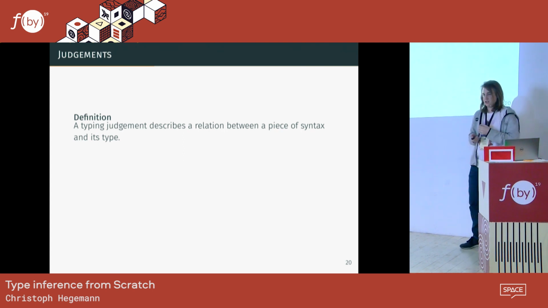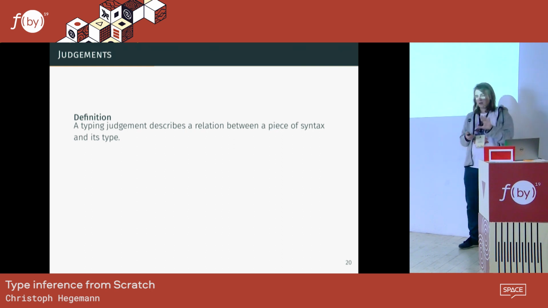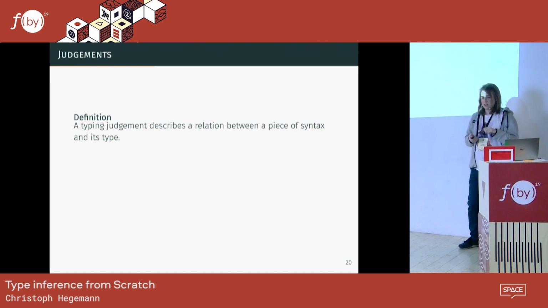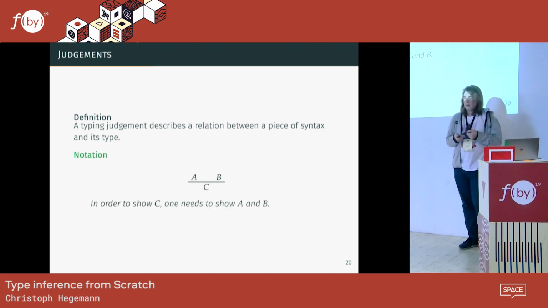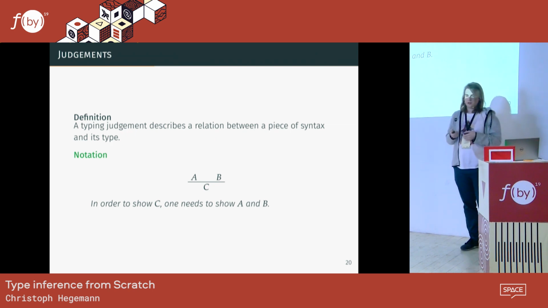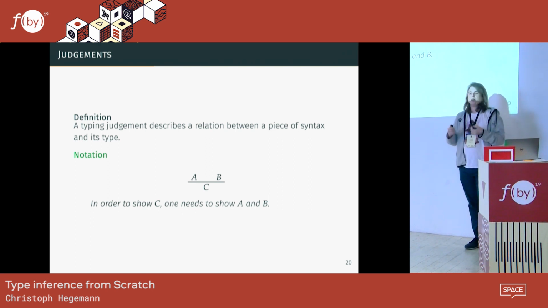So we're going to use typing judgments here, which Vitaly already introduced. The typing judgment in the type system or language we describe will describe a relation between a piece of syntax and its type. So the way we write this, the notation is like this, and everything below the line, that's the thing we'd like to show, and everything above the line are the things we need to show in order to show the thing below the line. So here, in order to show C, one needs to show A and B.